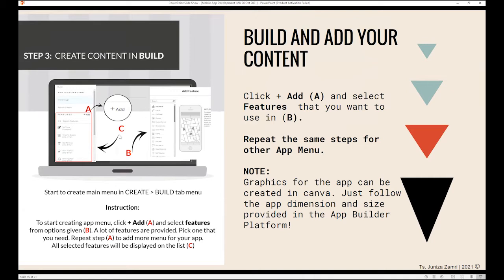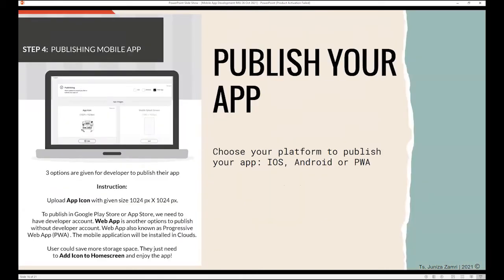We upload all the content that we need to upload, and then we go to step number 4, which is publish our apps, by uploading our icon. This is the icon that will display on the phone. We also have 3 categories to publish our apps. Either we publish into iOS, or into Google Play Store for Android users, or we publish using a browser by using PWA, Progressive Web App. We can choose either one, or all of them.